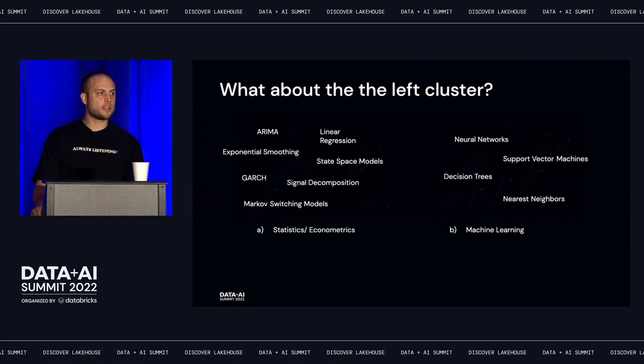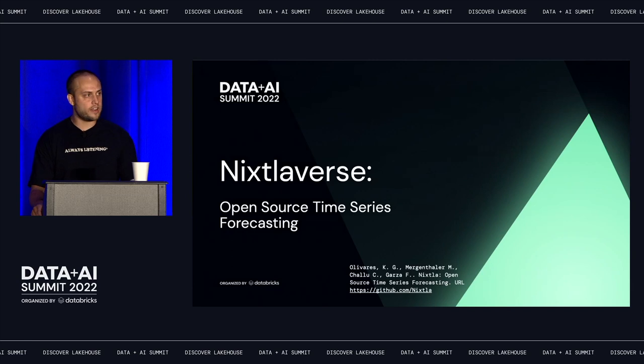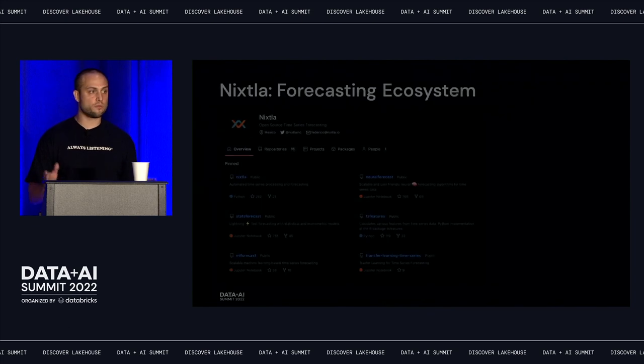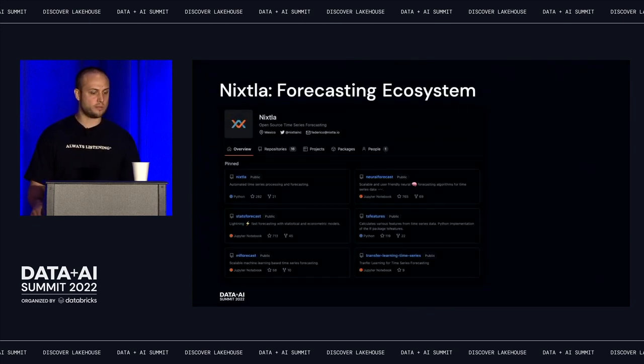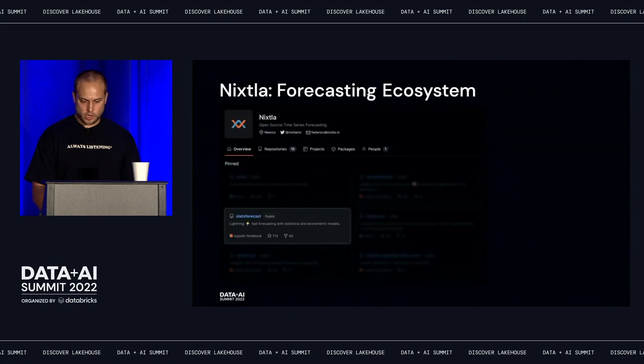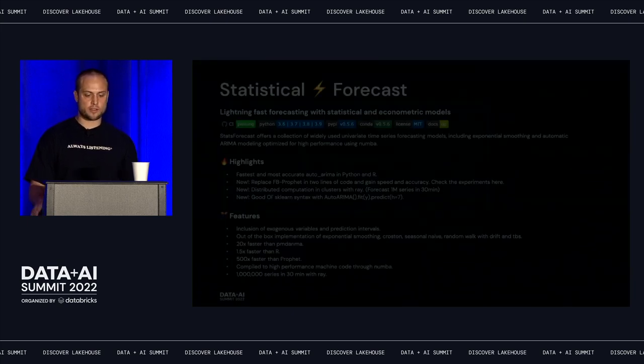So going back to the word cloud, we talked a lot about the right side and how we are trying to build bridges between the right and the left cloud. But given our backgrounds, we also wanted to develop state-of-the-art implementations of very classical models. And that's what we have been creating over the last couple of months, this Nixtlaverse, where we are trying to help the field with these implementations. And we also have classical machine learning models, decision trees, in the MLForecast package. But we are going to spend some time talking about this StatsForecast library.